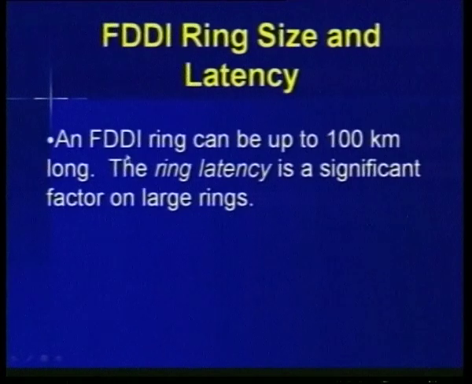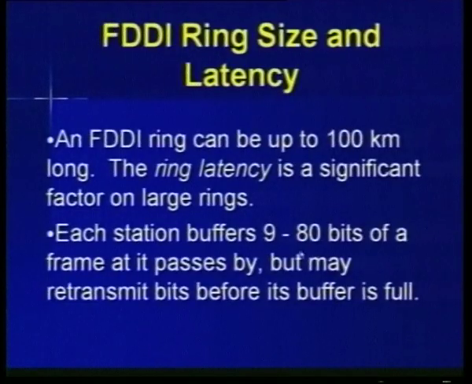Okay. Now, coming to the ring size and latency of the FDDI protocol, as we said, an FDDI ring can be up to 100 kilometers long. So, the ring latency is a significant factor on such large links. Since the ring is very long, we need to consider the ring latency. We also said that each station buffers 9 to 80 bits of frame as it passes by, but it may retransmit bits before its buffer is full. But given that it can buffer bits of the frame, every station is adding to the ring latency, that is, it is adding to the delay in propagating the frame along the network.